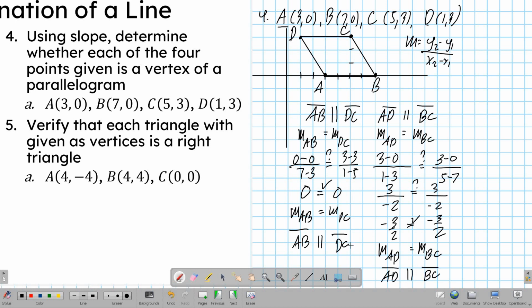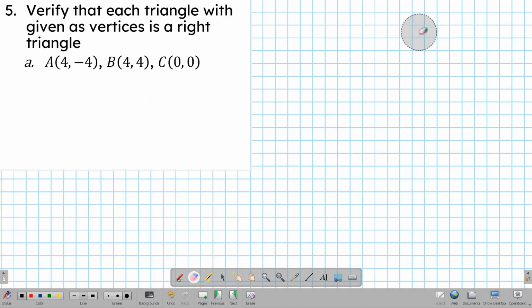And since both pairs of opposite sides are parallel, therefore, dito na sa gilid, therefore, A, B, C, D are vertices of a parallelogram. Ayan. There you go.